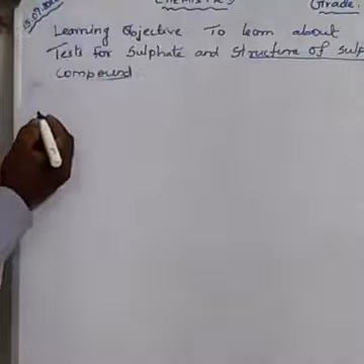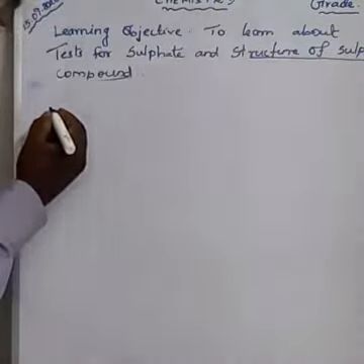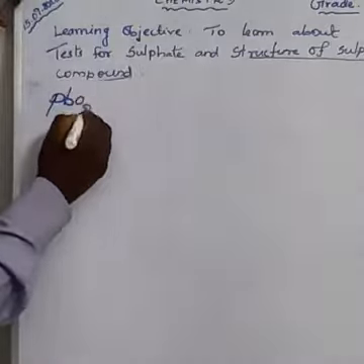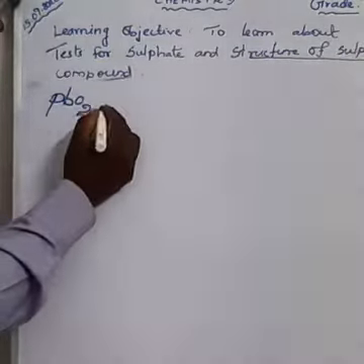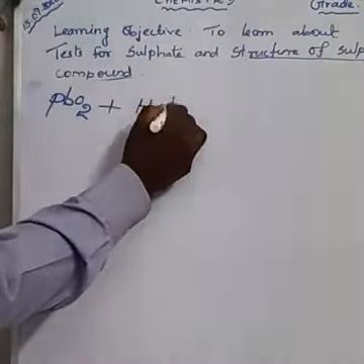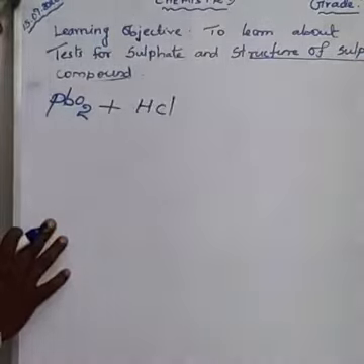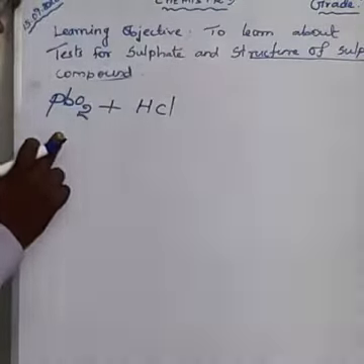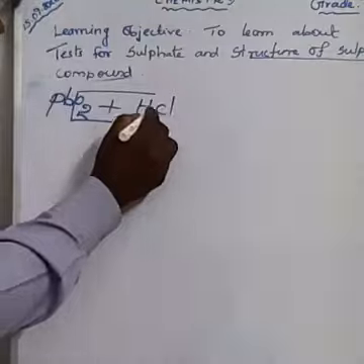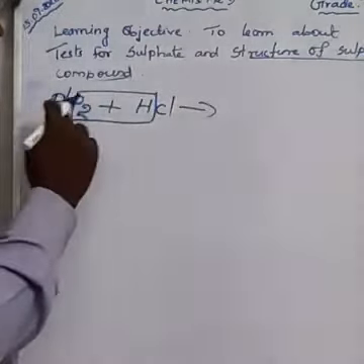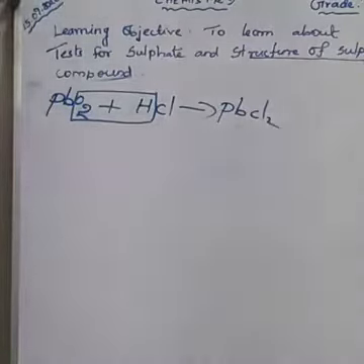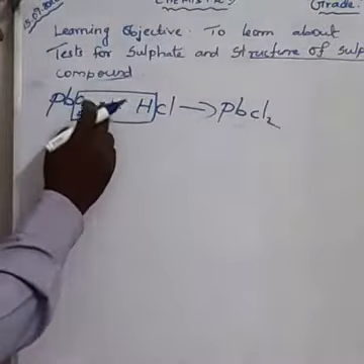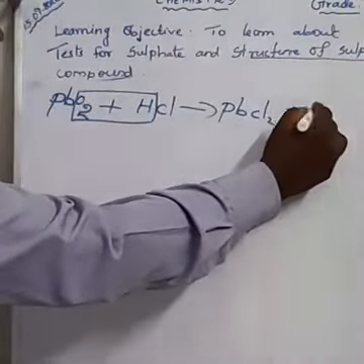First one, the reaction between lead oxide. What is the formula for lead oxide? PbO2. That means lead dioxide. Lead dioxide reacts with hydrochloric acid. So what's the product? PbCl2 is formed. Also hydrogen combines with oxygen to form water.